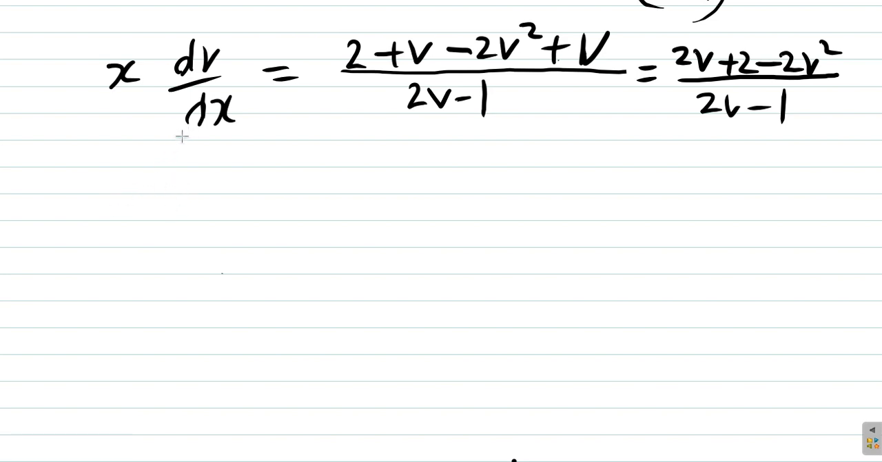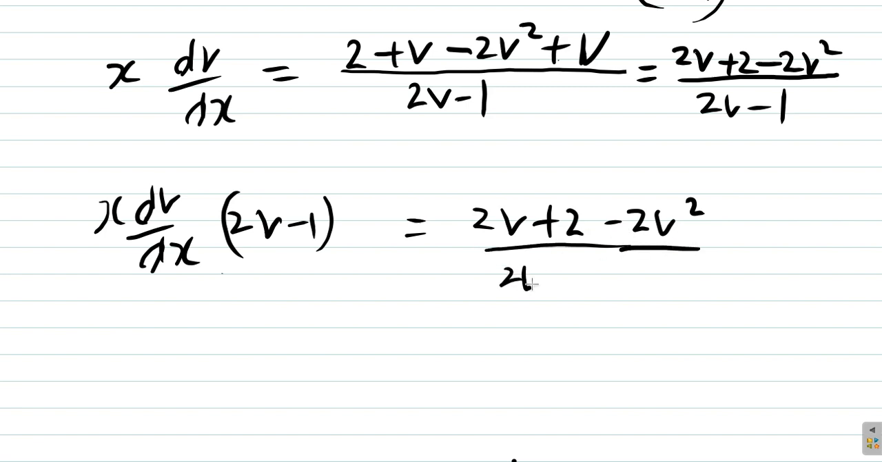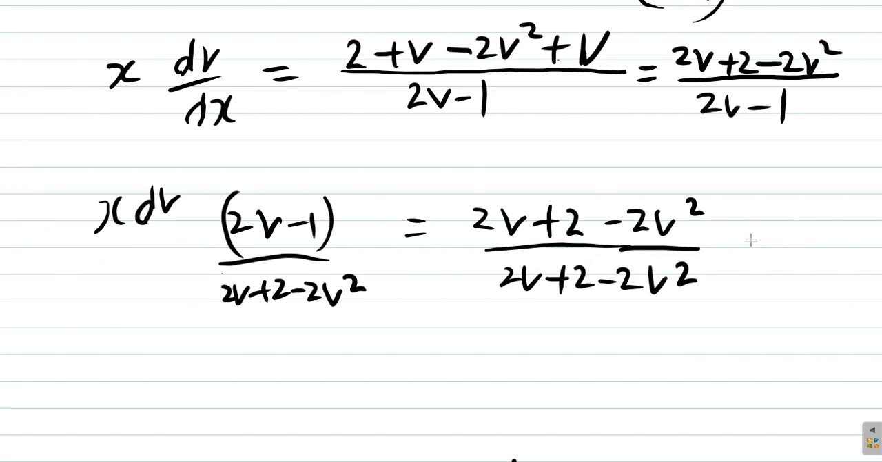So now, multiply both sides by 2v minus 1. You have x dv by dx times 2v minus 1 is equal to 2v plus 2 minus 2v squared. Let's divide both sides by 2v plus 2 minus 2v squared, and multiply by dx. I'm erasing and rewriting because we'll soon reach where we cannot scroll down anymore. We use up the space. This will cancel, so that is gone.